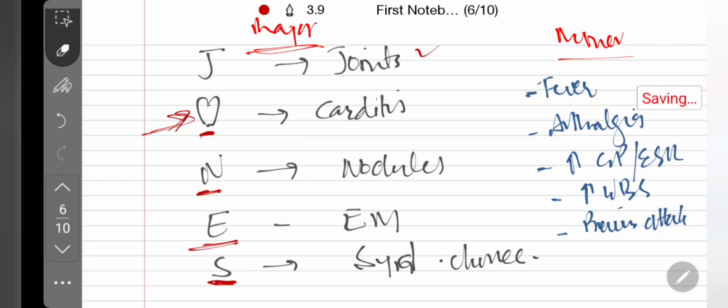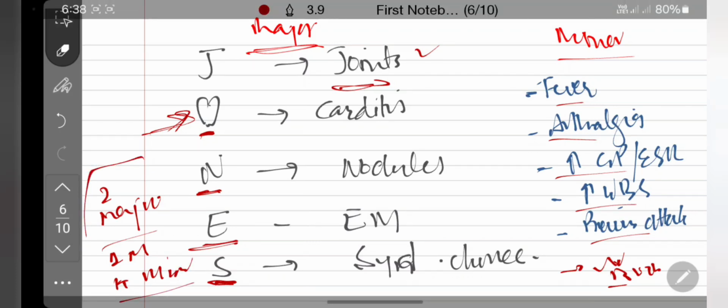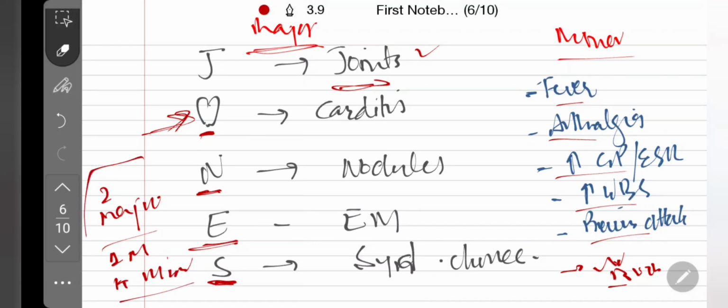So if you come to the minor criteria, that is fever, arthralgia, not arthritis. The arthritis is in the major criteria. Increased inflammatory markers, leukocytosis, previous attacks, and also AV blocks. So either you have two major criteria, or you have one major and two minor criteria. If you have this, you can make a diagnosis of rheumatic fever.